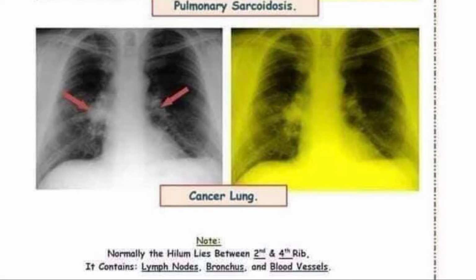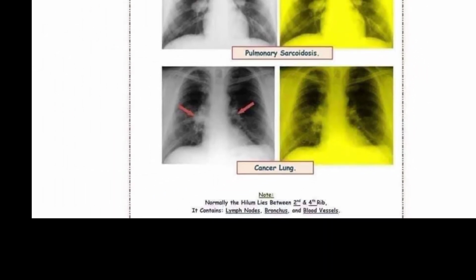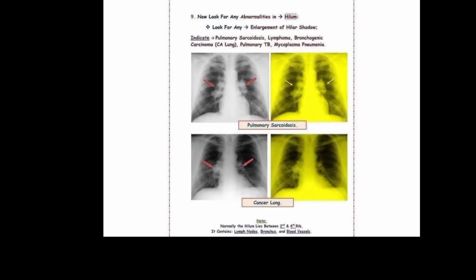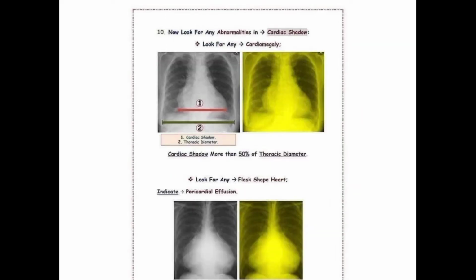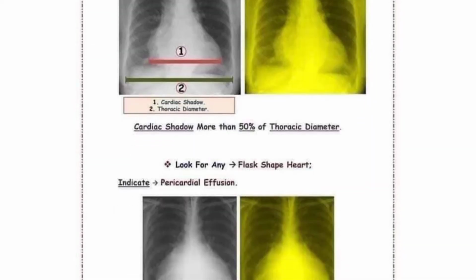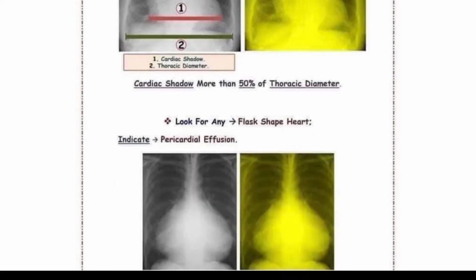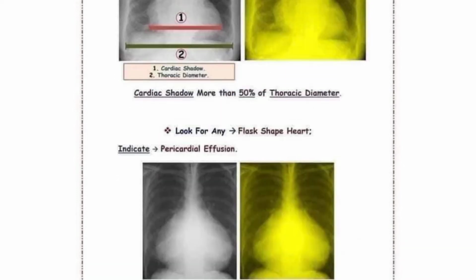Normally, the hilum lies between the second and fourth rib and contains lymph nodes, bronchus, and blood vessels. Then look for any abnormality in the cardiac shadow or for any cardiomegaly. And how can you measure cardiomegaly? First of all, this is the cardiac shadow, and this is the thoracic diameter. If the cardiac shadow is more than 50% of the thoracic diameter, it shows cardiomegaly. And a flask shaped heart indicates pericardial effusion.